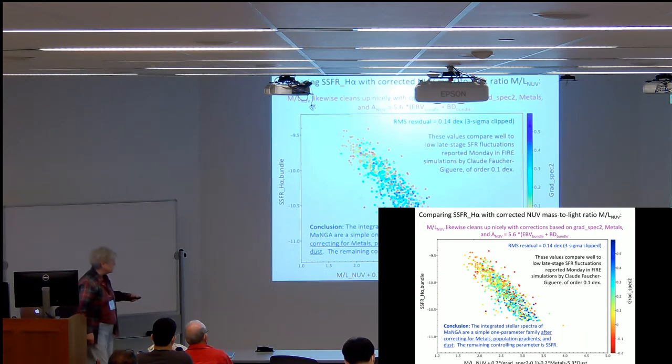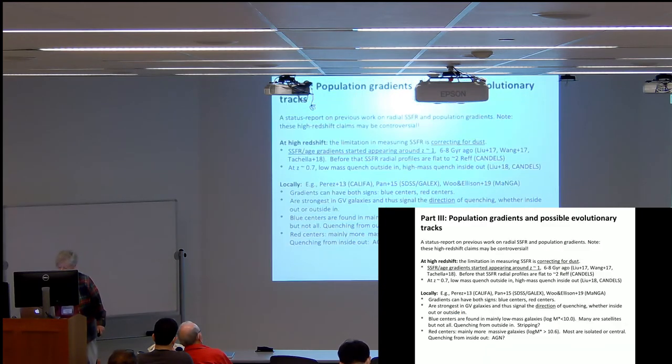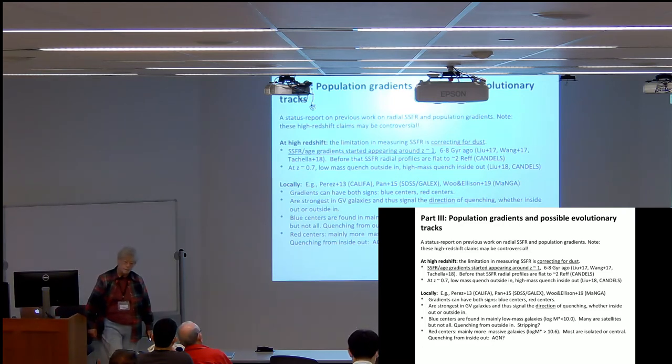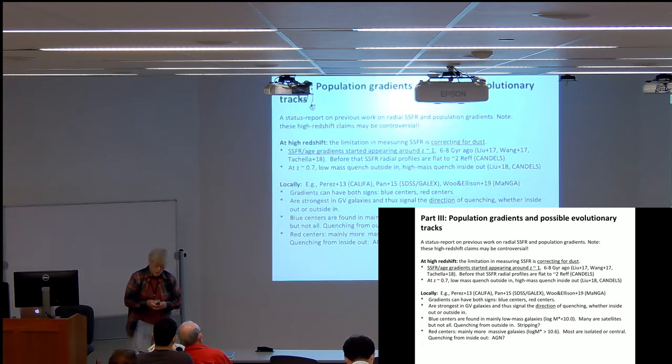Okay, so a conclusion is that the integrated stellar spectra of MaNGA are basically a one parameter family after you correct for these complications, and that one remaining parameter is the specific star formation rate. Okay, so now let me move on to part three, which is a discussion of these population gradients and possible evolutionary tracks. So let me start with a review of what I think is the state of population gradients in galaxies, starting with high redshift.